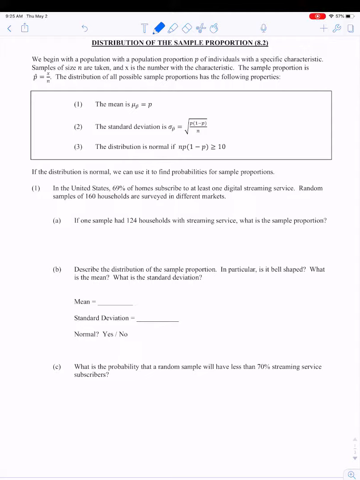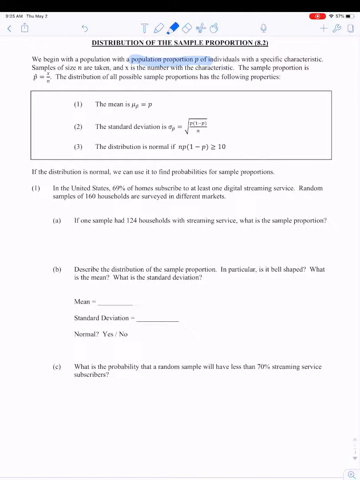Hi everyone, the purpose of this video is to go over the distribution of the sample proportion, which is the second of our distributions involving taking samples. In this case, we're talking about sample proportions. And if you look at these problems, they will always give you some kind of a sample proportion. For example, we start with a sample population proportion P. That's the true value of the population proportion.